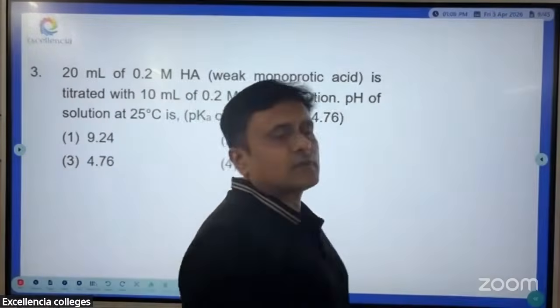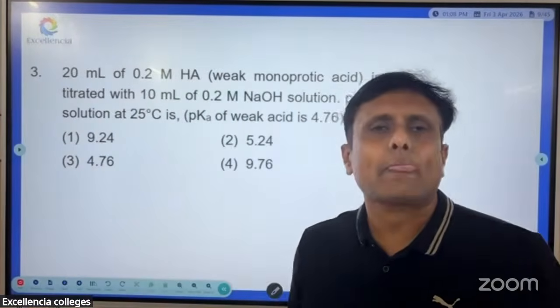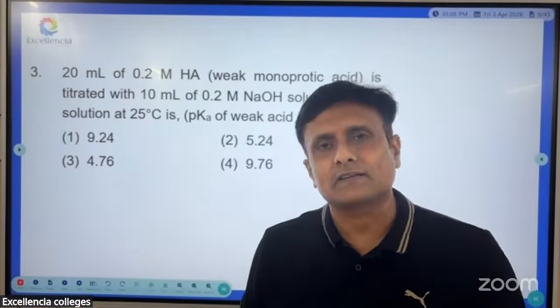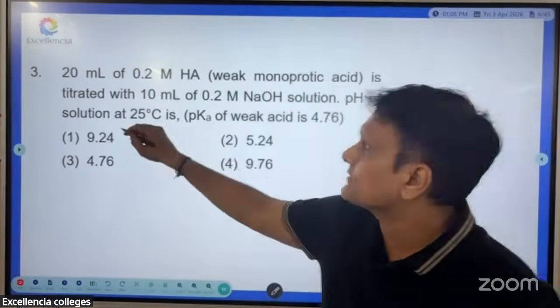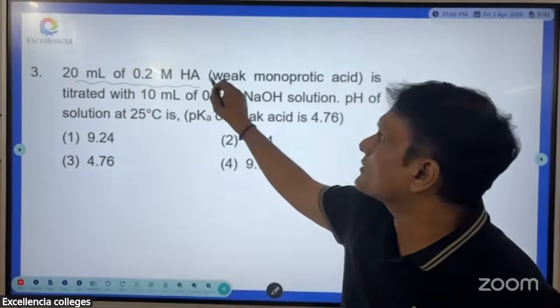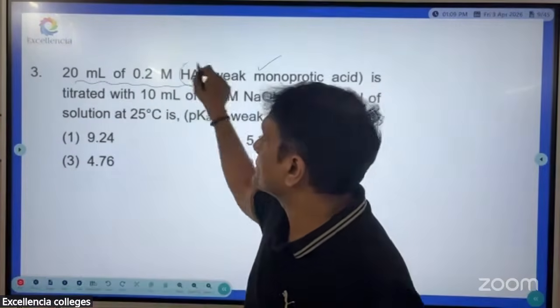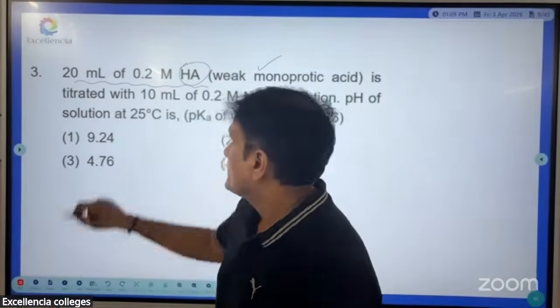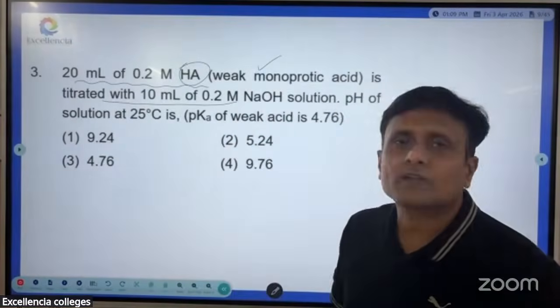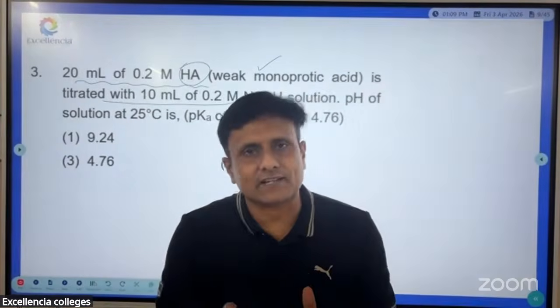Moving on to this question from ionic equilibrium, clubbing it with the titration part. Let's see how to solve. In which it is said that 20 ml of 0.2 molar of HA, which happens to be the weak monoprotic acid, although it is mentioned as HA, is titrated with 10 ml of 0.2 molar of NaOH. You can see it's a titration based question.